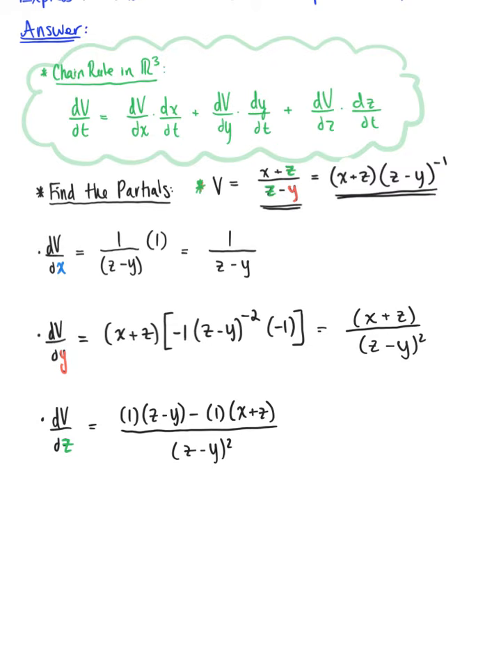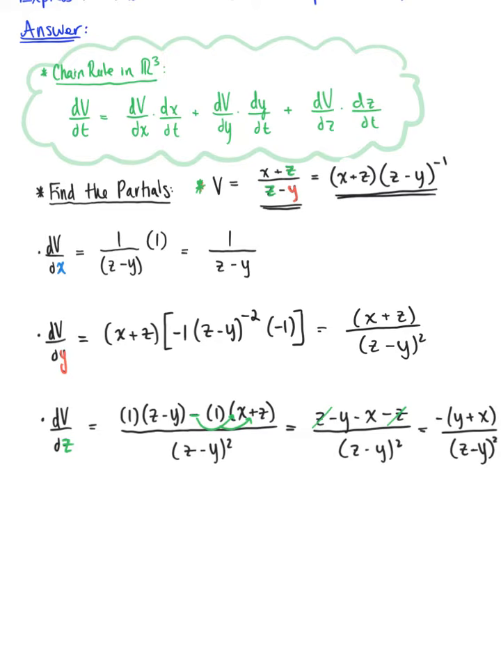And let's simplify. We see that we have a negative here, so we'll distribute that through to both terms. And this leaves us with z minus y minus x minus z, all divided by z minus y squared. So we can see those two z's cancel each other right out. And for our final answer, I'll pull that negative out as well. So we have minus y plus x, all divided by z minus y squared. Beautiful. So we have all of the partial derivatives.